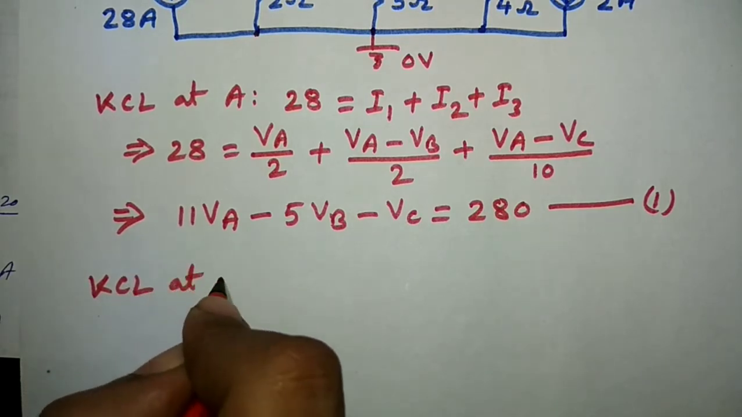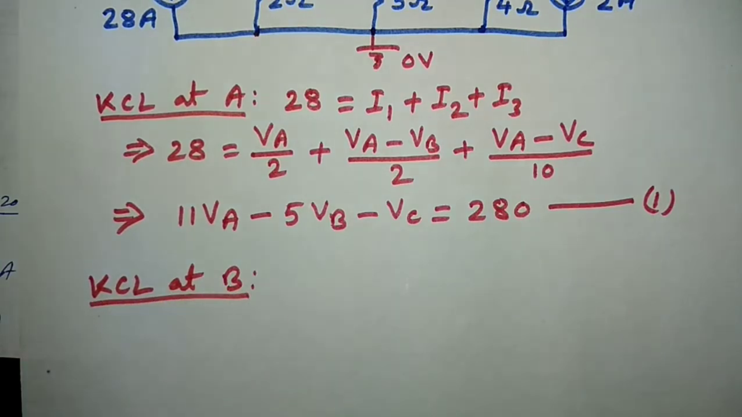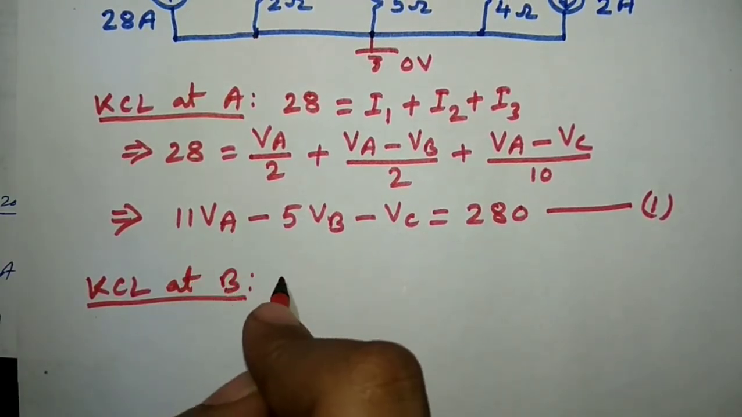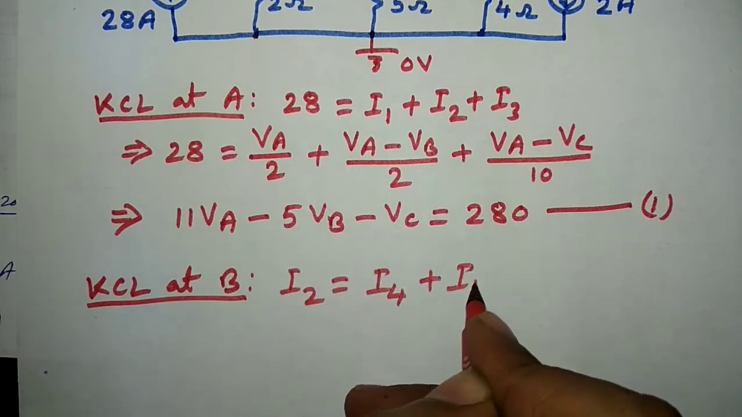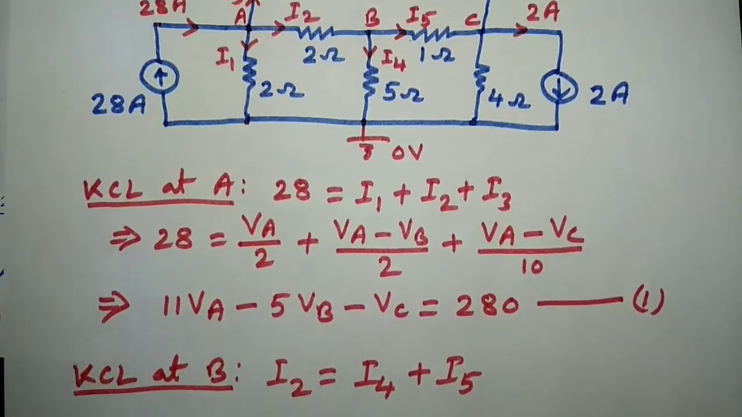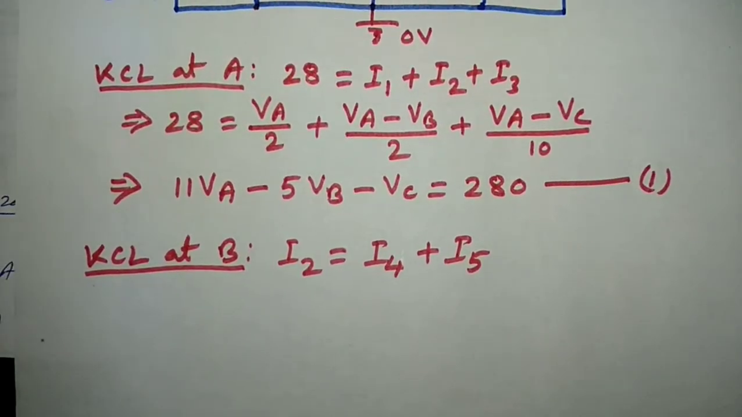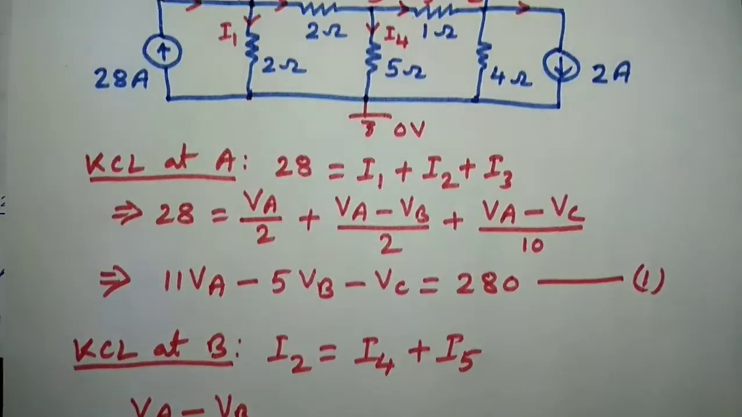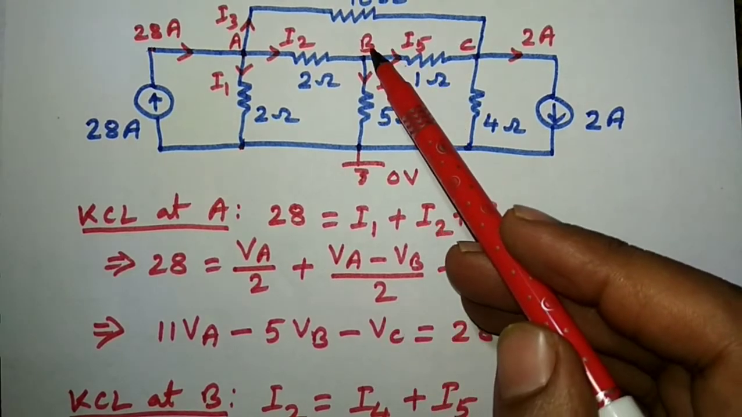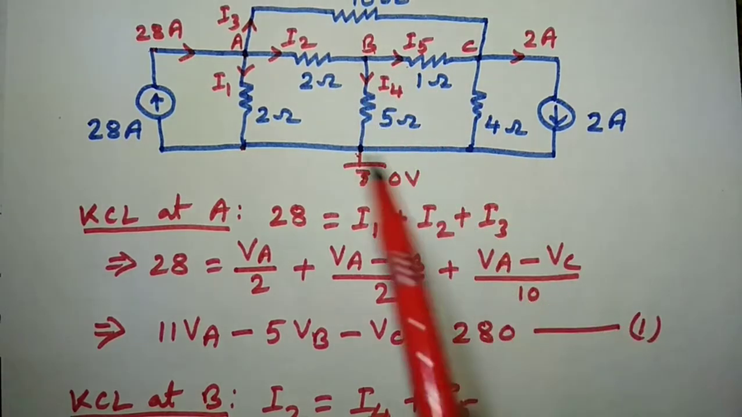KCL at junction B. So it will be I2 equal to I4 plus I5. Now I2 is flowing from A to B, so the same concept, VA minus VB upon 2. I4 is flowing from junction B to downward, so it will be VB minus 0 upon 5.